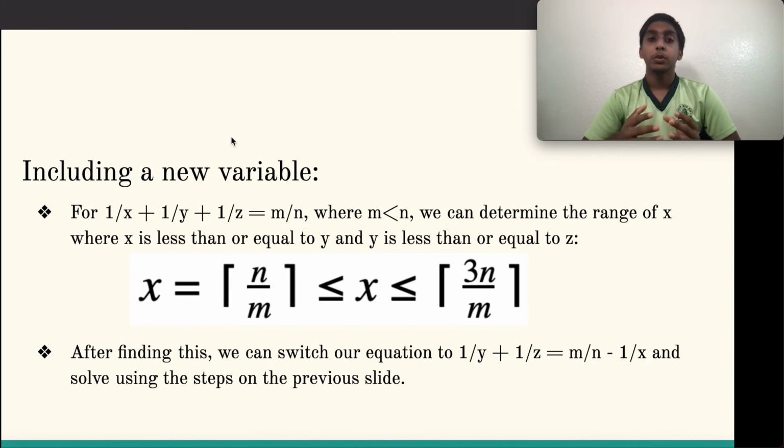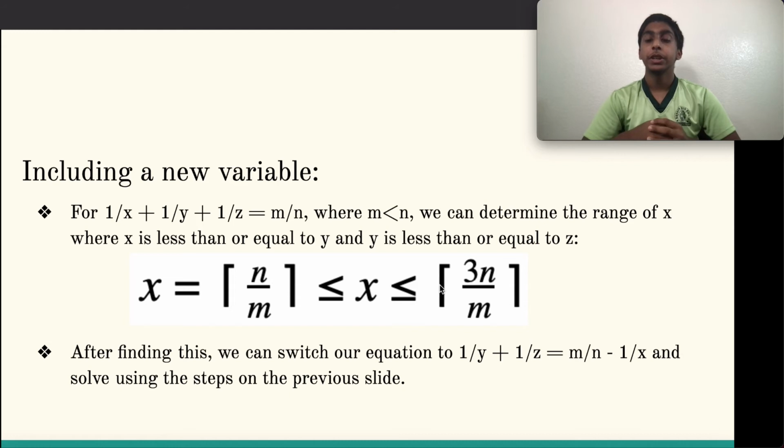Now including a new variable. For 1 over x plus 1 over y plus 1 over z is equal to m over n, this is just an inclusion of the variable z. Before we only had 1 over x plus 1 over y, now we have 1 over z too. And if we know that m is less than n, we can determine the range of x if the following condition holds true. If x is less than or equal to y, and y is less than or equal to z, I wrote it out right here, then you can figure out the range of x to be the ceiling function of n over m is less than or equal to x, which is less than or equal to the ceiling function of 3n over m. So n and m, as you can see, are simply the numbers in the fraction that our whole equation is equal to. So you can plug that in to find your range of x.